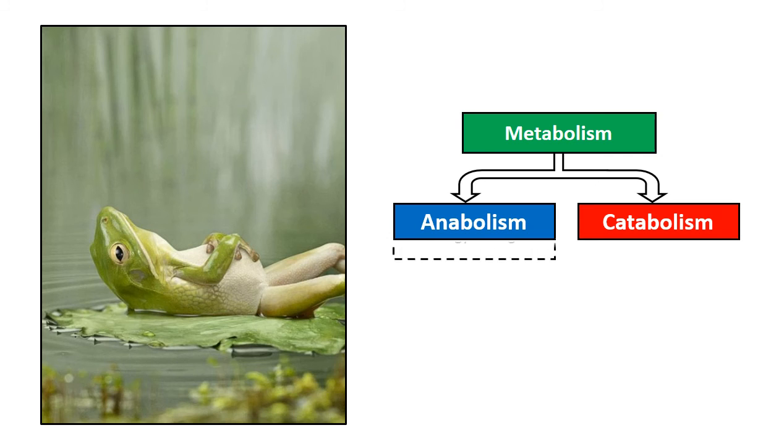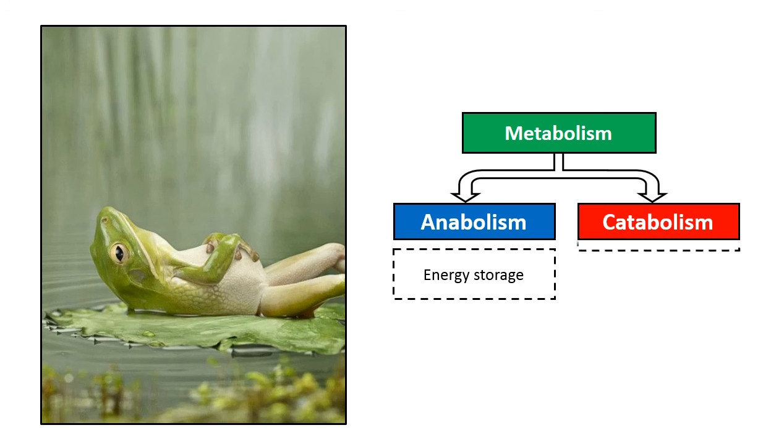For example, if you have high anabolism, you're really good at packing on the pounds because you're awesome at storing energy. Now, if you have a high catabolism, you can eat whatever you want because you're really good at releasing the energy in your food. So rather than store it away, you just burn it all up. So anabolism and catabolism together make metabolism.